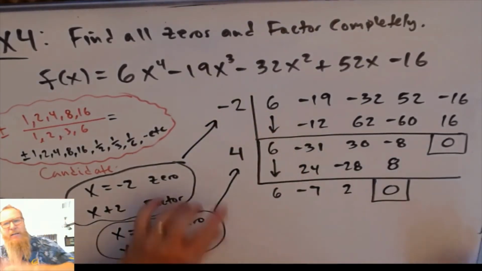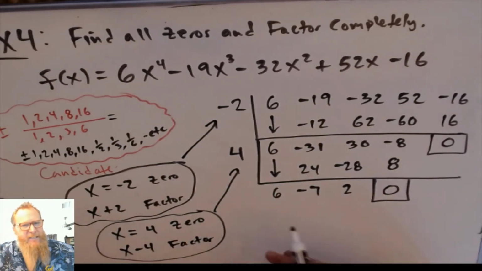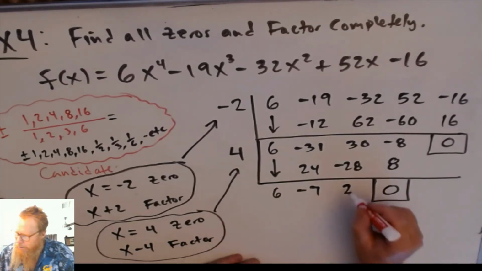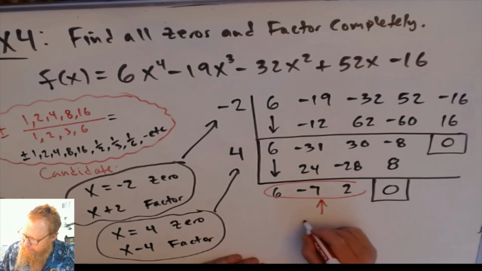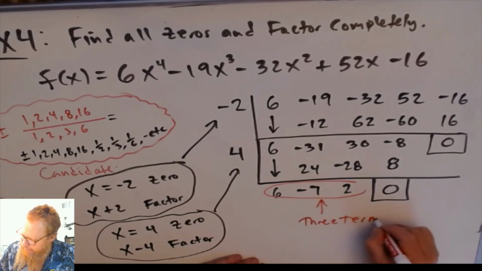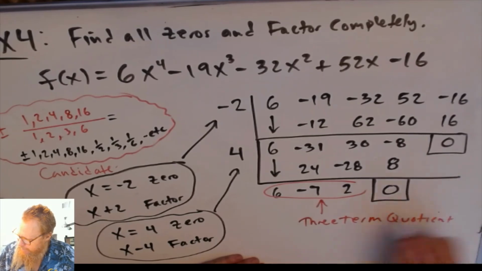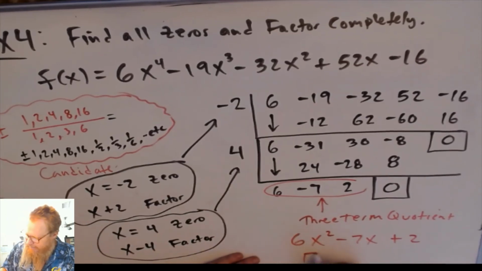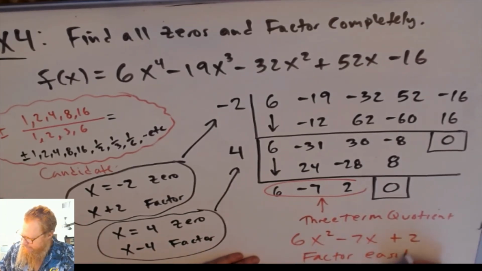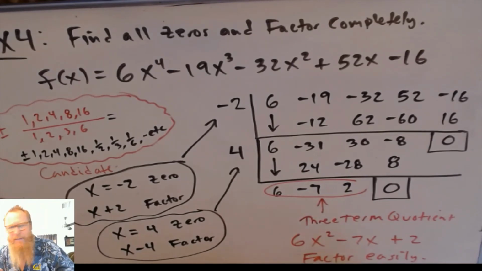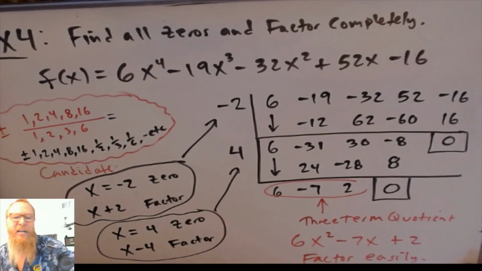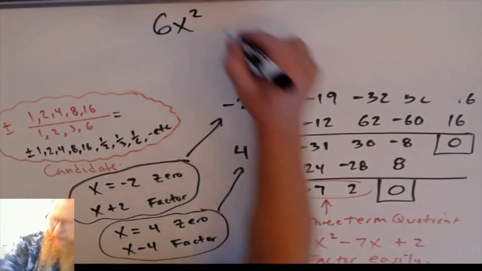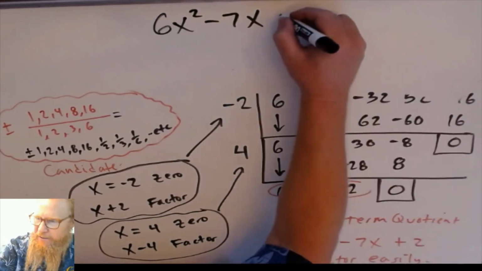So every time you get a 0 remainder, you get not only a 0 of the function, but you also get a factor. Once the quotient is 3 terms, that's a quadratic. It factors easily. Well, easily is a relative term. It factors easier than the original problem. So I've got 6x squared minus 7x plus 2.